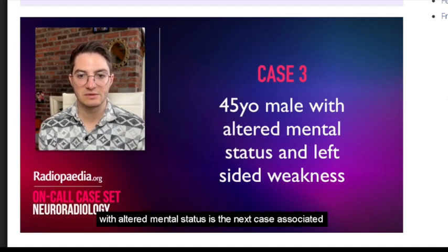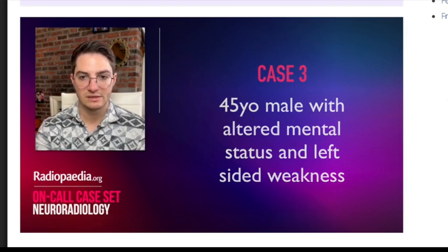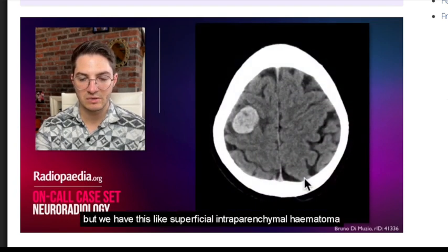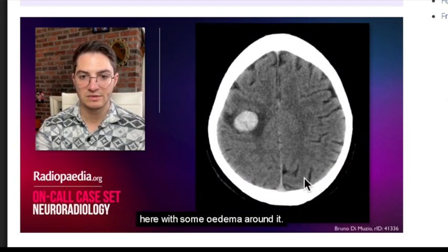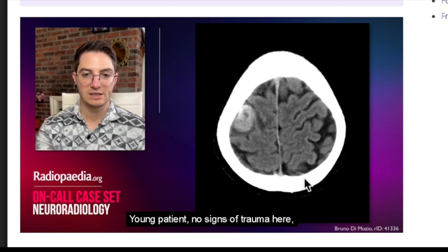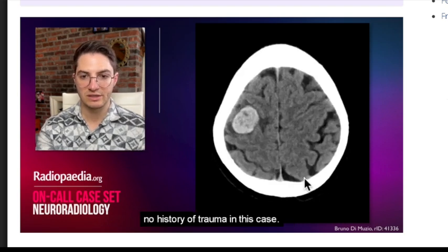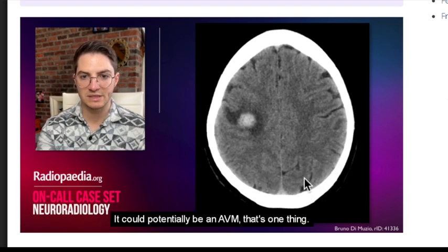45-year-old male presents with altered mental status and associated left-sided weakness. This is the next case. So not super subtle here, but we have this superficial intraparenchymal hematoma here with some edema around it. We know it's acute blood because it's dense and there's edema around it. Young patient, no signs of trauma here, no history of trauma in this case, so that's probably unlikely. It could potentially be an AVM, that's one thing.